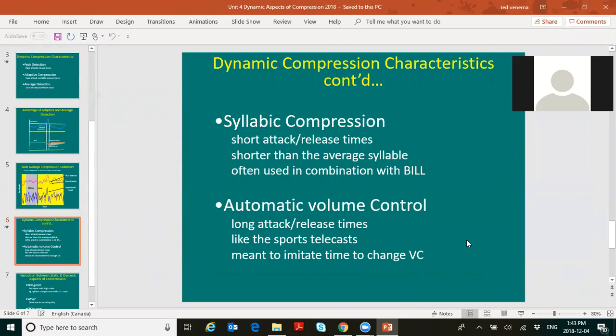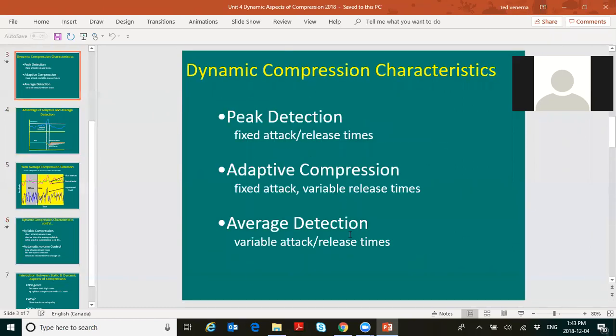Today's digital hearing aids use a default. They use syllabic compression for the low frequencies, and they tend to use average detection for the high frequencies. So put a star by that, because that's in your notes as well.